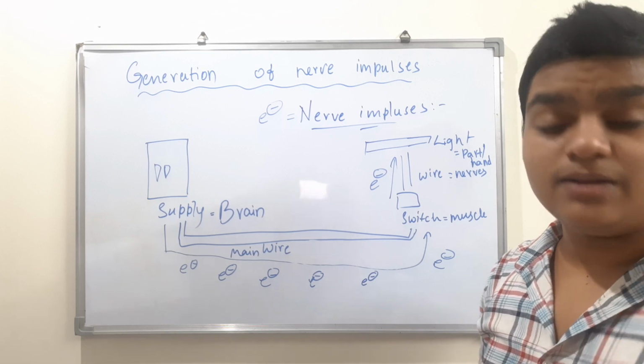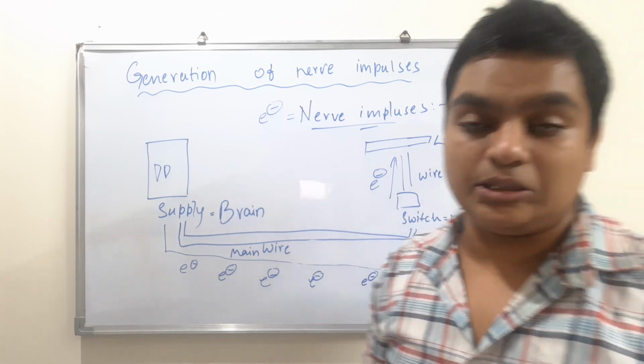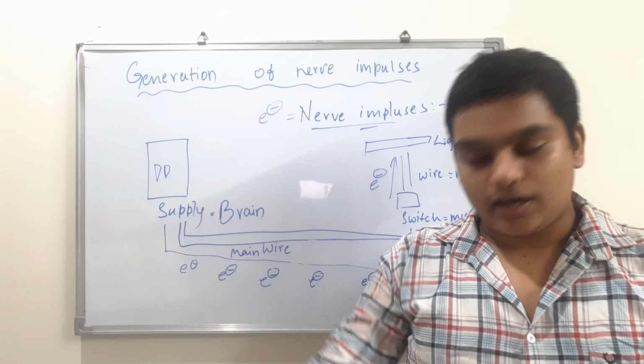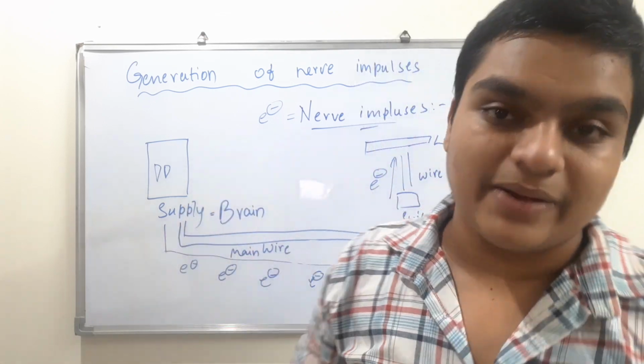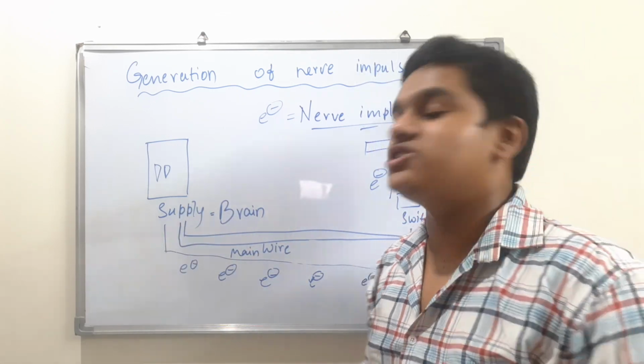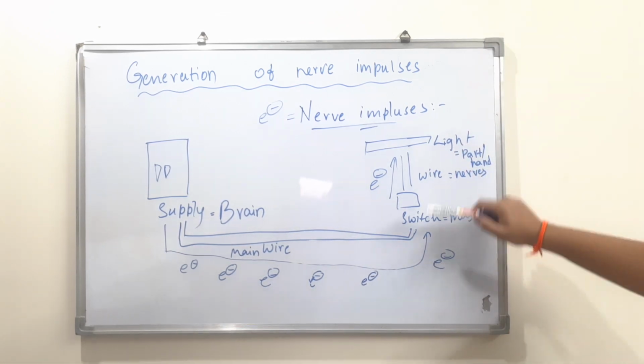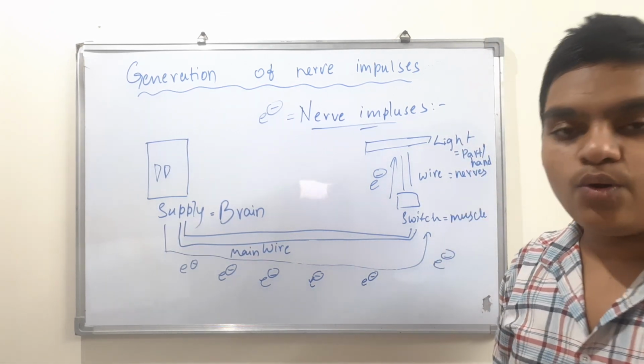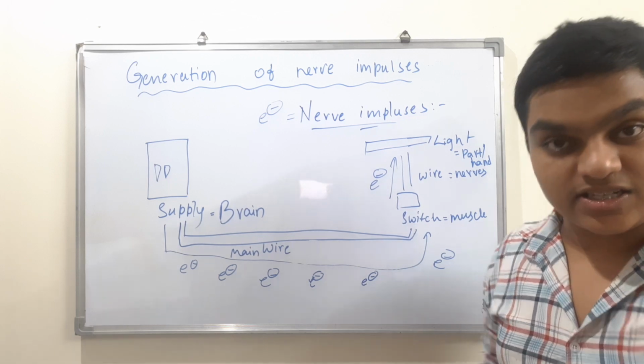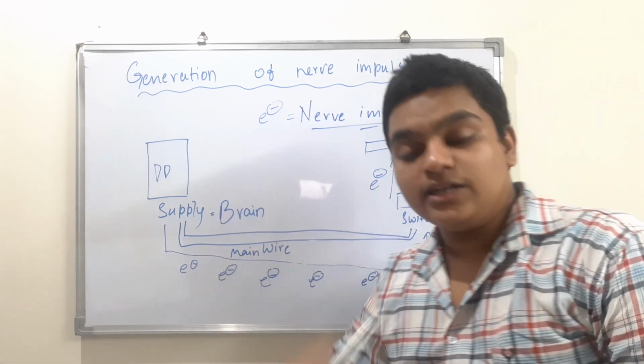A nerve impulse is nothing but electricity for our brain. We will be understanding how this nerve impulse is generated. We call it the action potential. Now these electrons reach your switch, or muscle. Now what does the muscle do? It contracts. The sarcomere contraction we have seen.